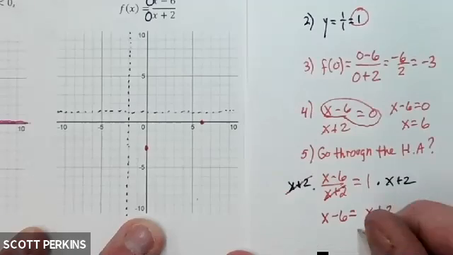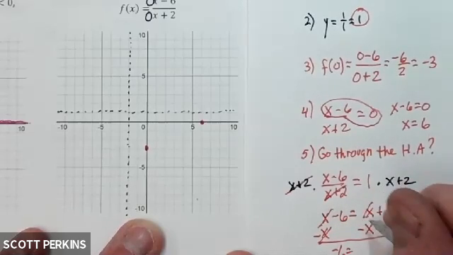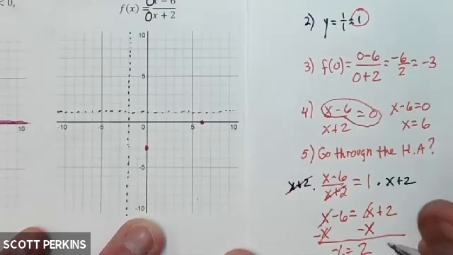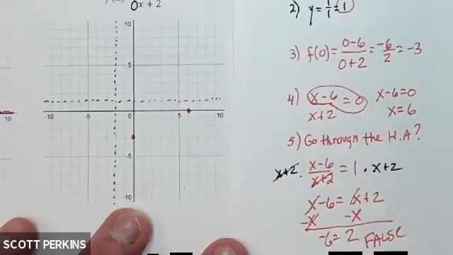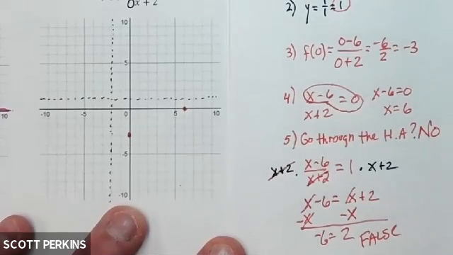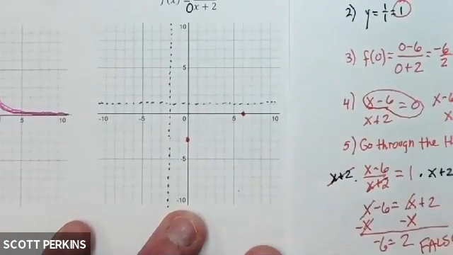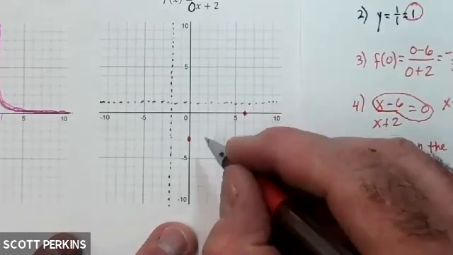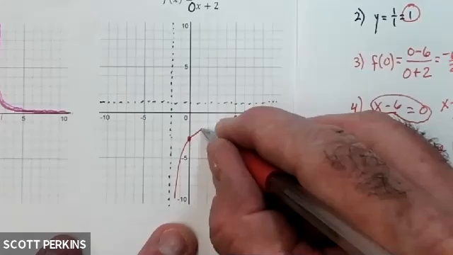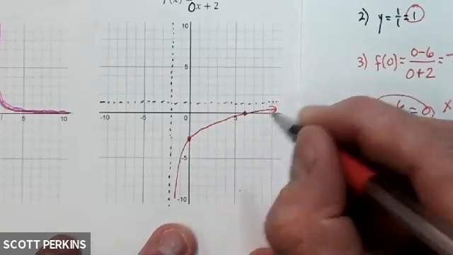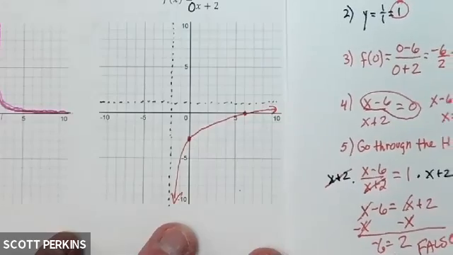And when I go to get the x's on the same side, here's what I notice. I end up with a contradiction. And since that is false, what that means is, does it go through the horizontal asymptote? The answer to that question is no, it does not. So now I can go ahead and complete the right side of this graph using the 2 points that I have and using the asymptotes to determine the behavior of the graph. It's going to look something like this and get closer and closer to those asymptotes. It does not go through the horizontal one like we just determined.